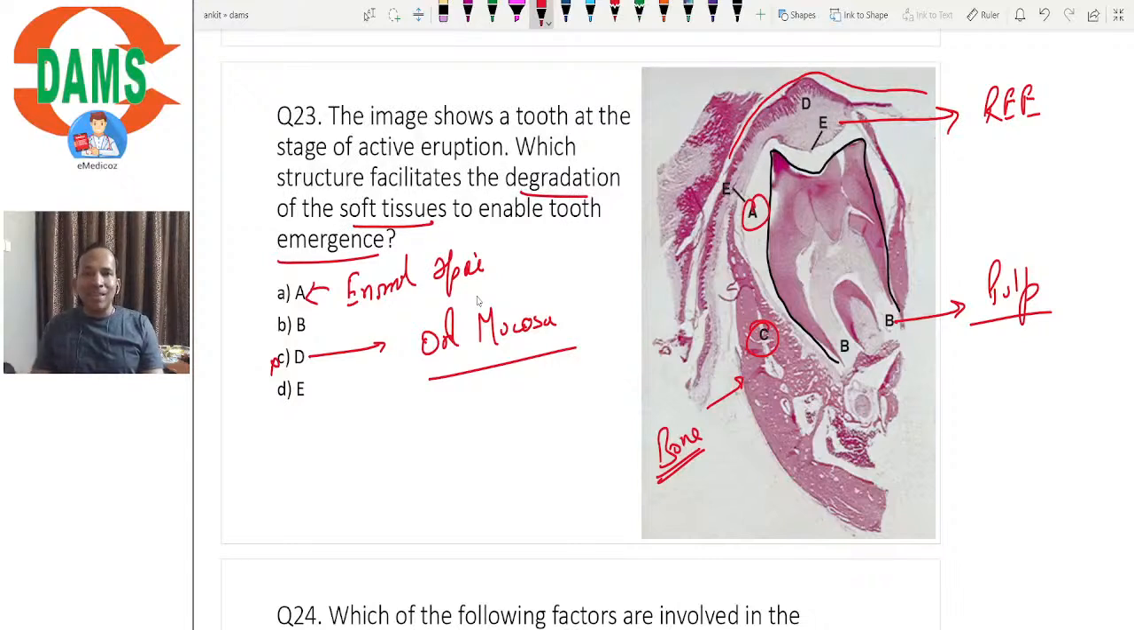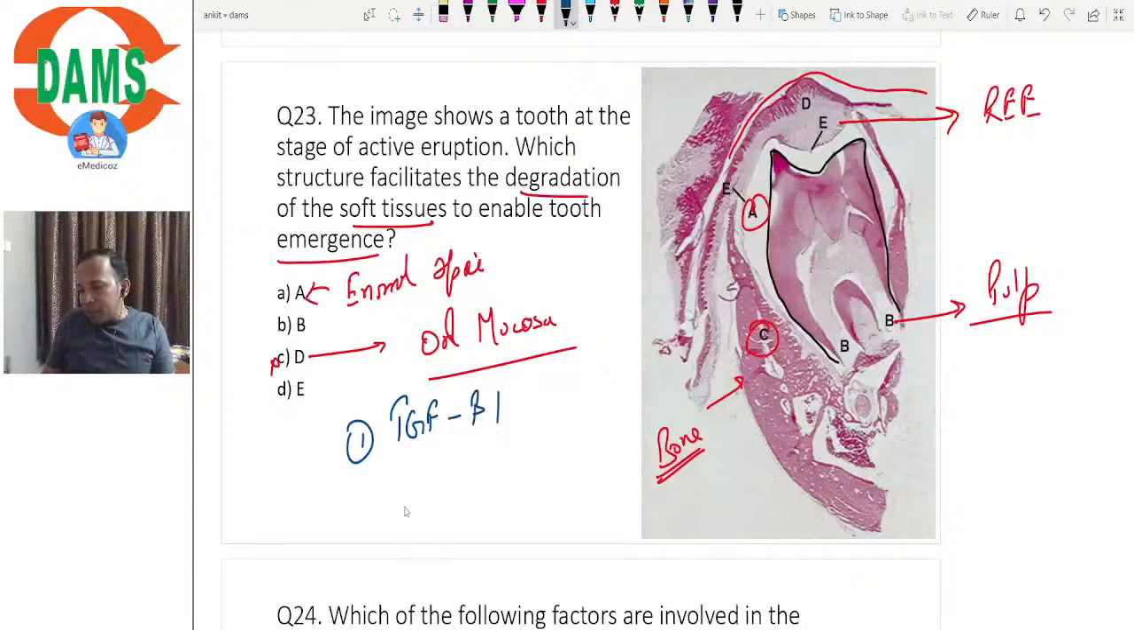You have taken a decalcified section, so when we decalcify, all of the enamel will be lost because 96% of enamel is mineral, isn't it? So reduced enamel epithelium helps in the eruption or emergence of the tooth as it dissolves the overlying connective tissue and oral epithelium. So it dissolves the oral mucosa. So what does REE secrete to dissolve the oral mucosa? It secretes three factors. What are those three factors?